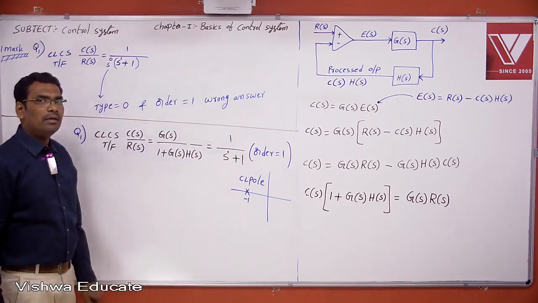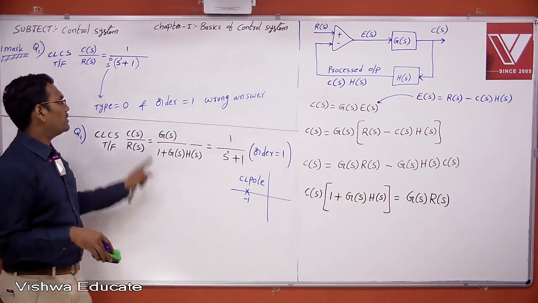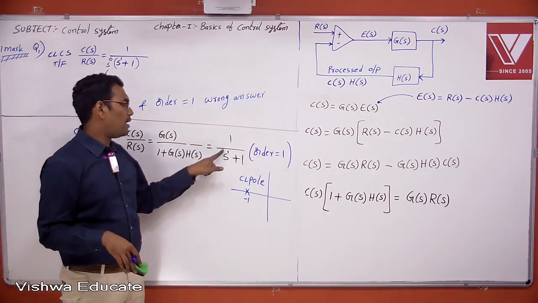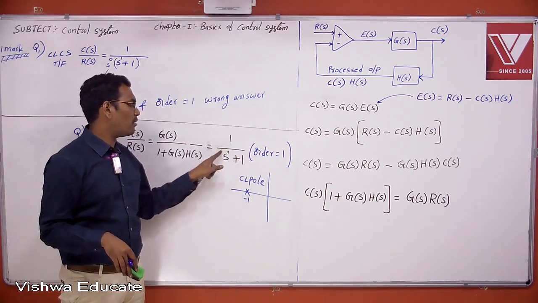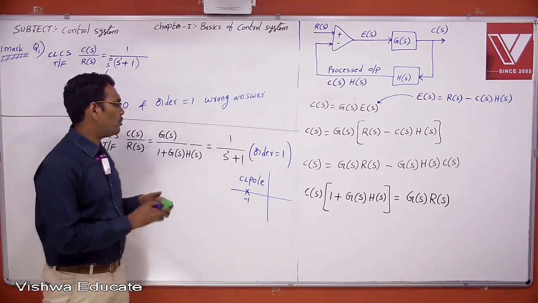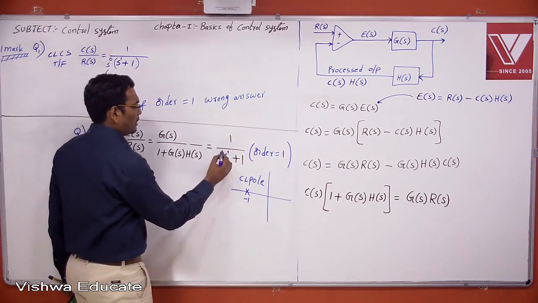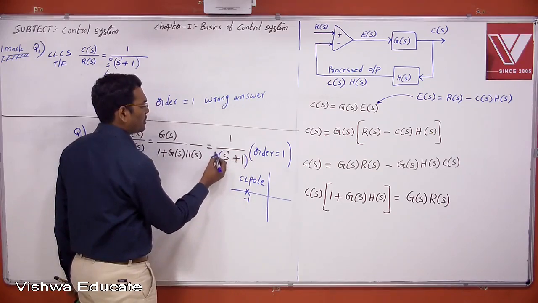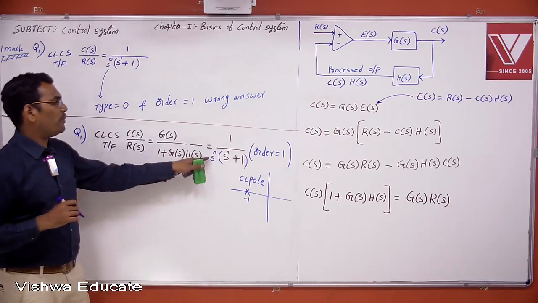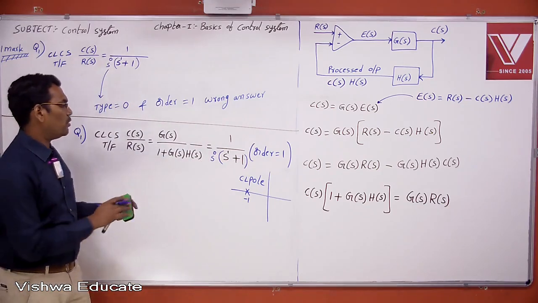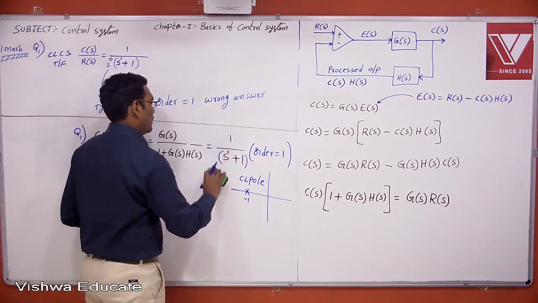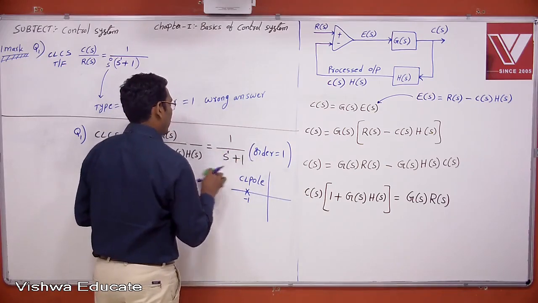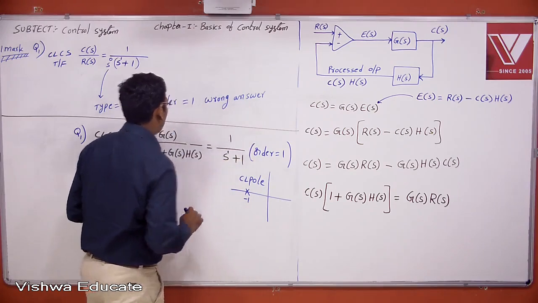But in the question he is also asking for type. Most of you think: how many closed loop poles are available at origin? Is there any closed loop pole available at origin? No. Therefore, you may think the type is 0, which is wrong, because closed loop poles at origin may exist or may not exist, but that is not called type.